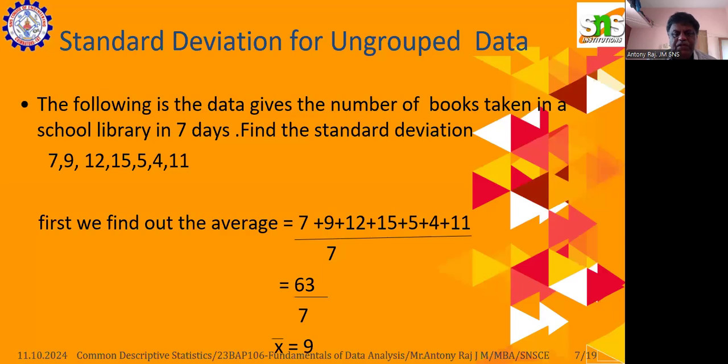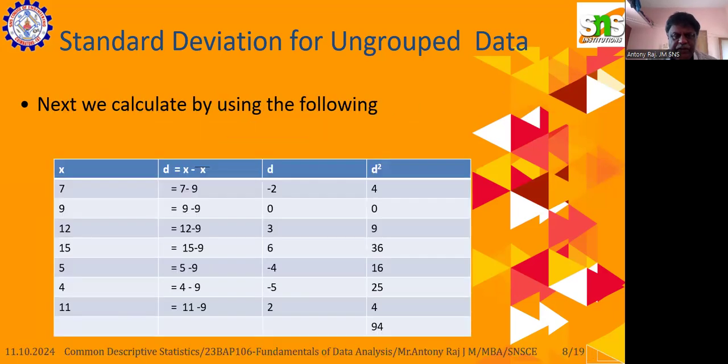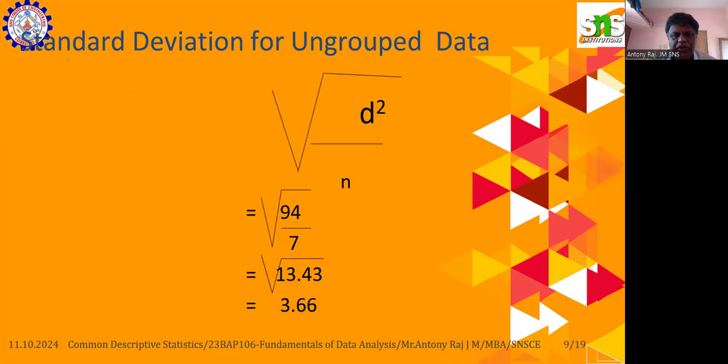Now, this is a very simple example of calculating the standard deviation for non-grouped data. The following is the data: the number of library books taken in 7 days. First we calculate the average, which comes to 9. Then we plot all the data points on X, and the deviation is found with respect to the mean. Each value is different from the mean, so it is the value minus the mean. You'll have deviations, and if you add all the deviations, the sum is going to be 0. That is why we square them and then take the square root. Then we get 3.66 as the standard deviation for this data.